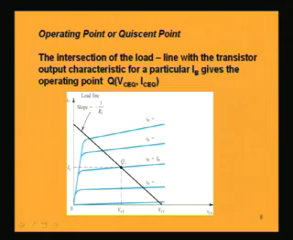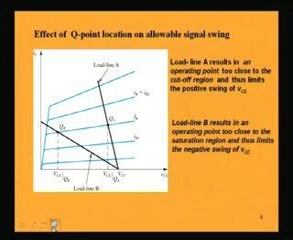This is an important fact, because if the operating point is not around the middle of the load line, or if it is much closer to the cutoff region or to the saturation region, then we will not get a distortionless amplification of the input signal, which can be verified by examples. So, what is the effect of this Q point location on the allowable signal swing?